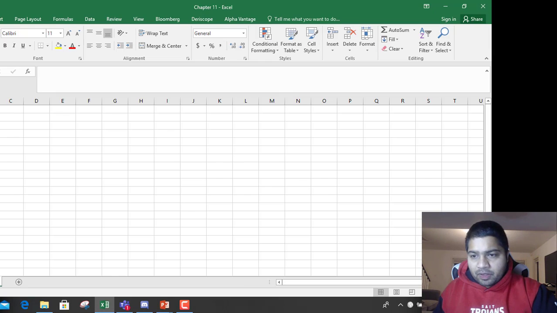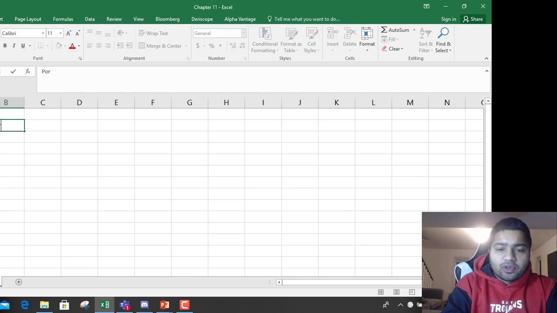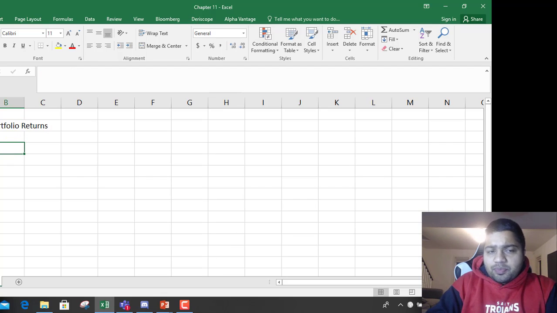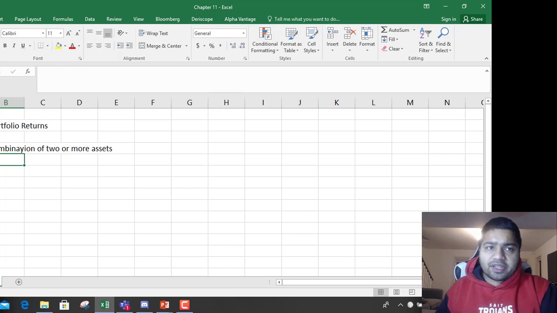Okay, so first we are going to discuss portfolio returns, and then we'll discuss portfolio risk. So what is a portfolio? A portfolio is a combination of two or more assets.